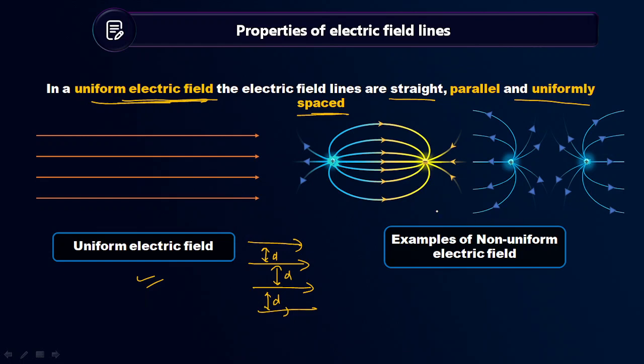Otherwise it is non-uniform. Like in this case, they are not equally spaced. So this is an example of what? Non-uniform electric field. Right?